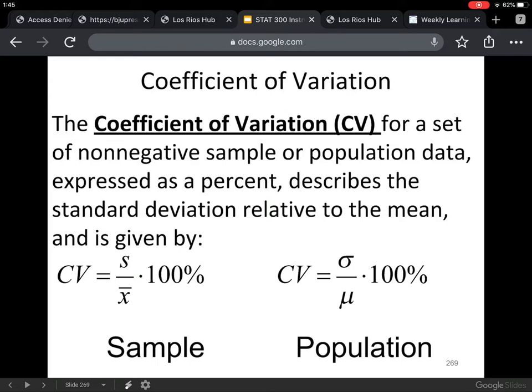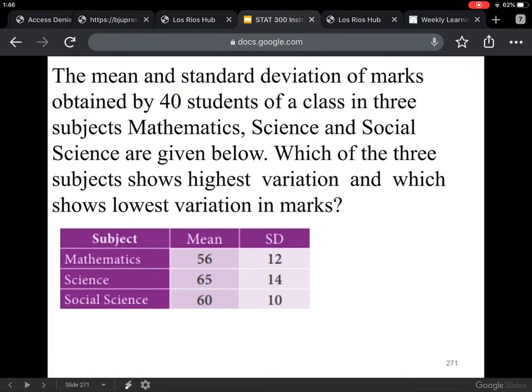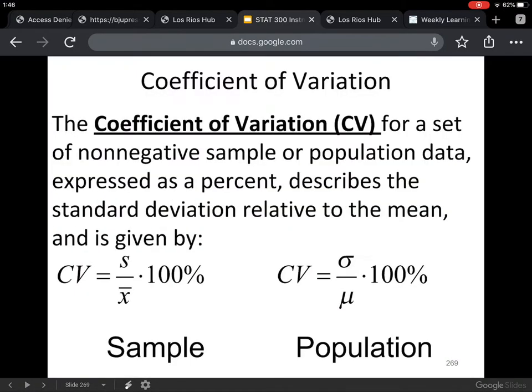Here's the formula for the coefficient of variation for a set of non-negative sample or population data. Expressed as a percent, it describes the standard deviation relative to the mean. And here's what the formula is given by. It's basically a ratio between the spread of the data and the average of the data. Standard deviation, which is this S here, is divided by X bar and multiplied by 100. Okay, so that's the coefficient of variation. S, the standard deviation, is divided by X bar, the average.